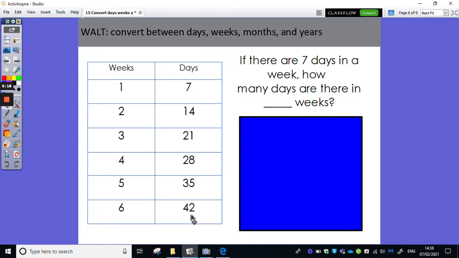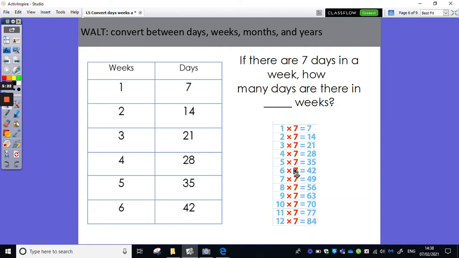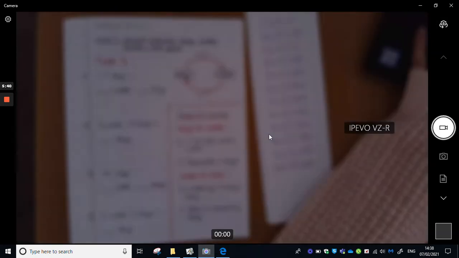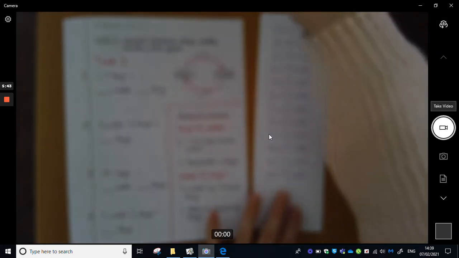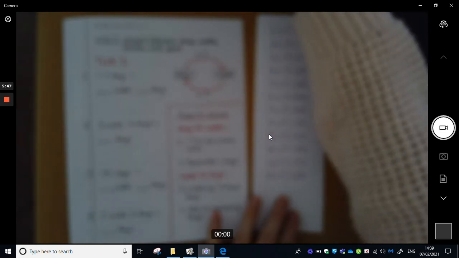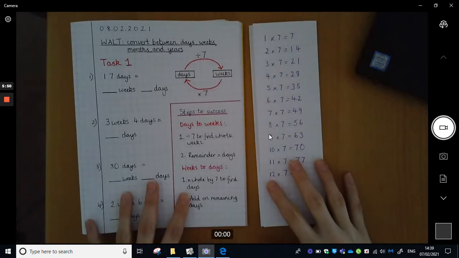Hopefully you've remembered your times tables. Obviously we could keep going, but we've also got our times tables here to help us as well. So if you need to, it might be really useful to write that down today while you're doing your work. So we're going to have a look at how we can convert that now. So this is going to be your task, but I'm going to model it first for you. Okay, hopefully that's nice and clear now.